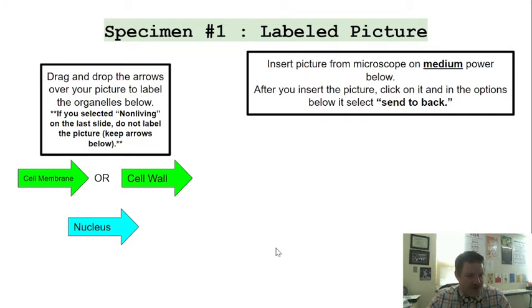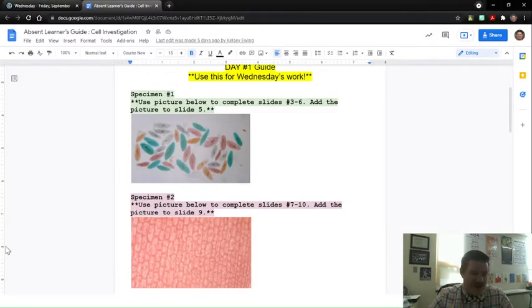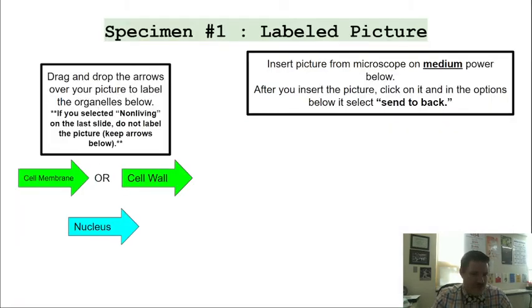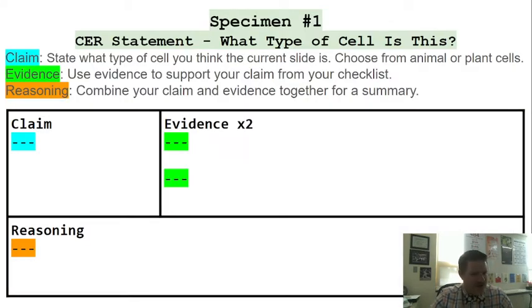This is where you'll put your picture. Make sure that you follow this instruction here to send the picture to the back so that you can use these arrows appropriately. You just have to drag the arrows and point to where the cell membrane is, where the nucleus is. If it has a cell wall, where would the cell wall be? This is very similar to what you had to do as one of the parts of the microscope tutorial. So this part should not be new. You just have to use the pictures that I give you in the absent learner's guide, which is found in the Schoology folder. And then you're going to be doing a CER.